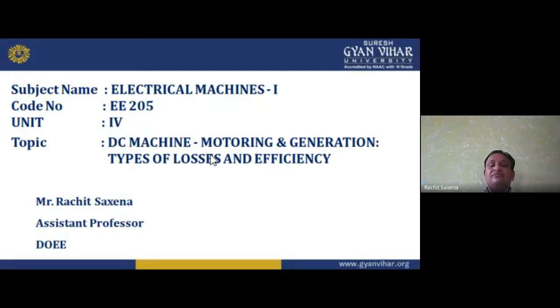The torque is always proportional to the back EMF into the current. Back EMF is useful for motoring action, not for the generator, because the generator gives you the electrical output. We need the generator, but back EMF is very helpful for the motoring action. If I want motoring action, it is very helpful because torque is proportional to Eb into Ia, back EMF into the armature current. So back EMF is required here. Okay, the torque we understand.